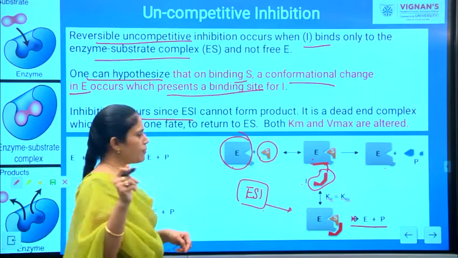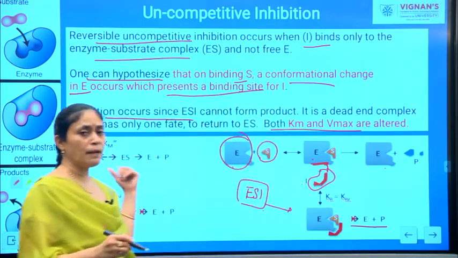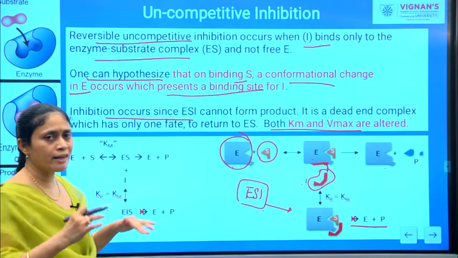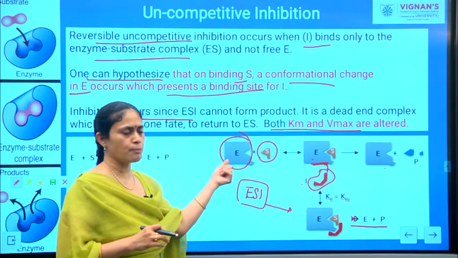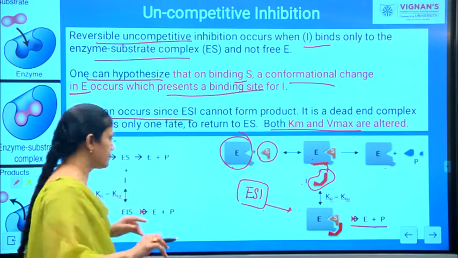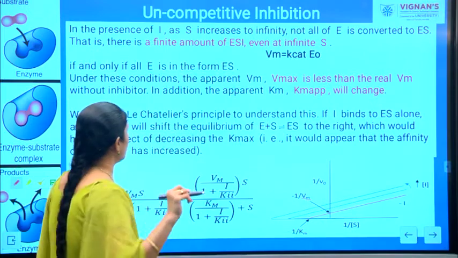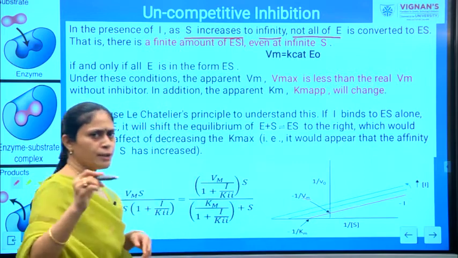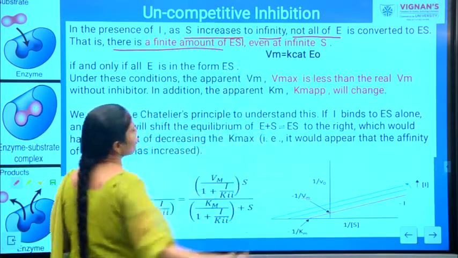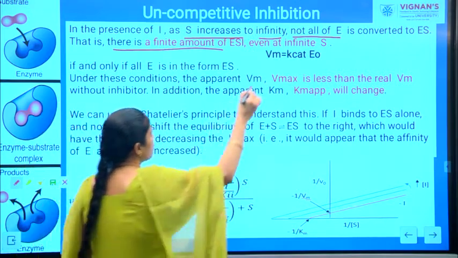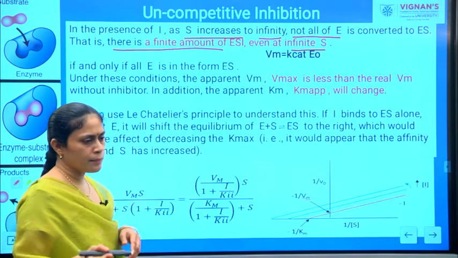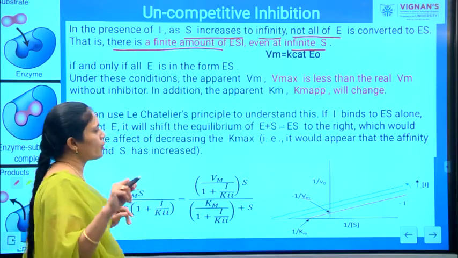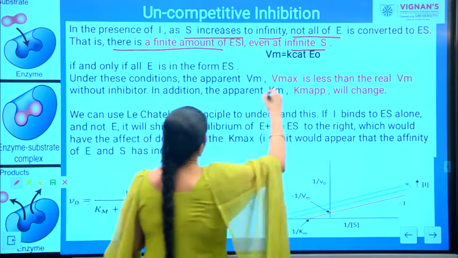So what is the fate? What is the situation of your Km and Vmax? Both Km and Vmax are altered. In the previous case, when you studied competitive inhibition, I told you that there won't be any change in Vmax and there is an increase in Km. Here, in this particular uncompetitive inhibition process, both your Km and Vmax will be altered. Let us continue. In the presence of your inhibitor, as substrate increases to infinity, not all the enzyme is converted into enzyme substrate complex. That is, there is a finite amount of enzyme substrate inhibitor complex even at infinite S. So you cannot get back your original situation by increasing the concentration of your substrate. There won't be any impact of increased substrate concentration on uncompetitive inhibition.